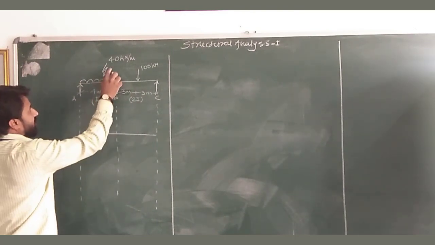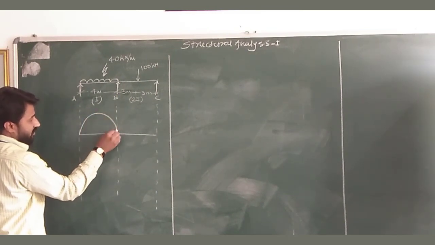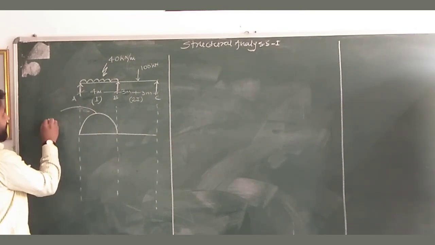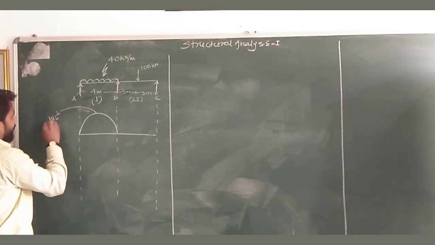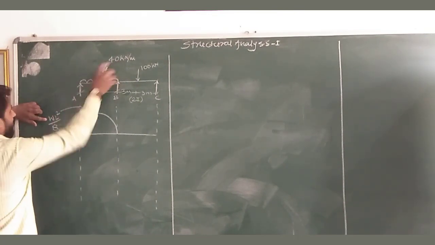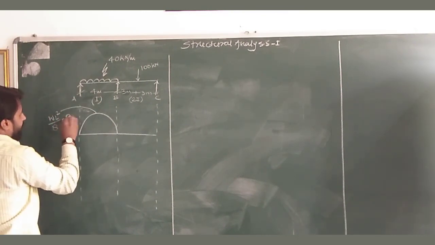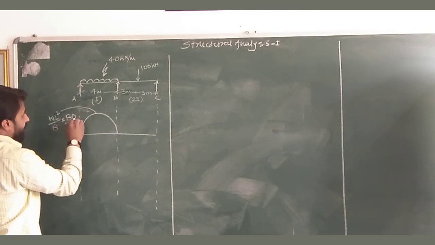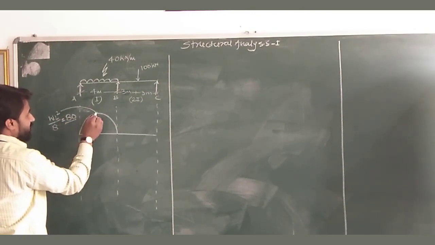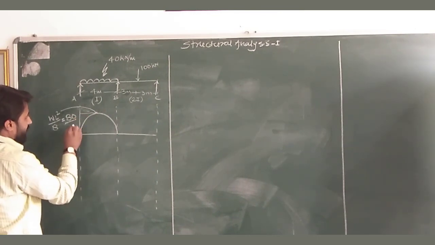For the very first, we have the uniformly distributed load, so we will draw a second degree curve. If you calculate the magnitude of this bending moment, the value is WL square by 8, and if you put the value of W here, that is 40, and the value of L, that is 4, we will get the value 80 kilonewton meter. So this 80 kilonewton meter is the magnitude of this bending moment diagram, which is to be used as H in the calculation of the area of this bending moment diagram.